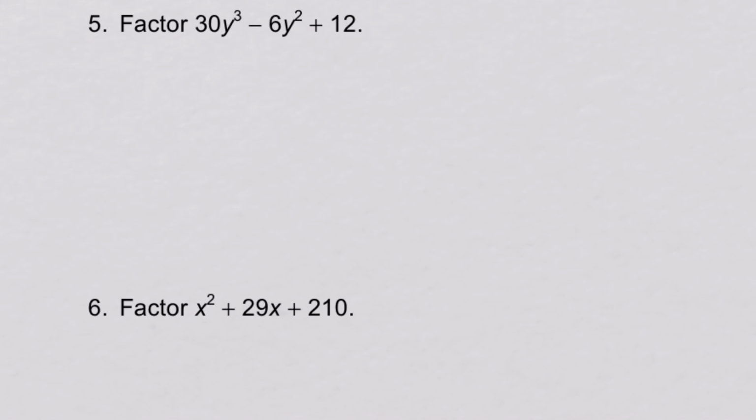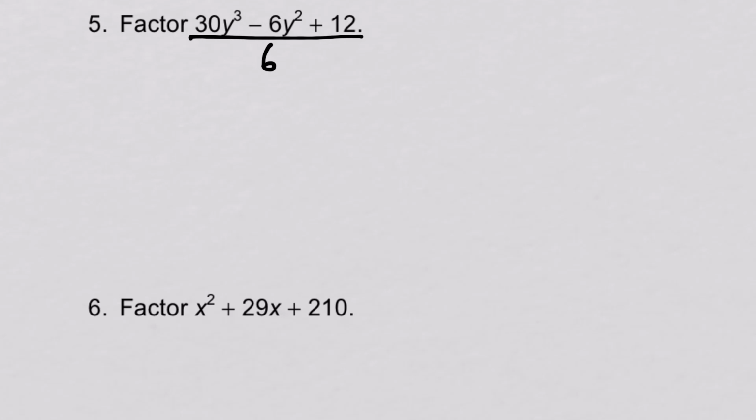Okay, number 5, factor 30y to the third power minus 6y squared plus 12. Okay, what it means by factor is take out the GCF and then see if you can factor any further. In this case, it looks like the only thing I'm going to be able to do is to factor out the GCF. Okay, so 30y cubed minus 6y squared plus 12, what do they all have in common? Looks like I can divide them all by 6.